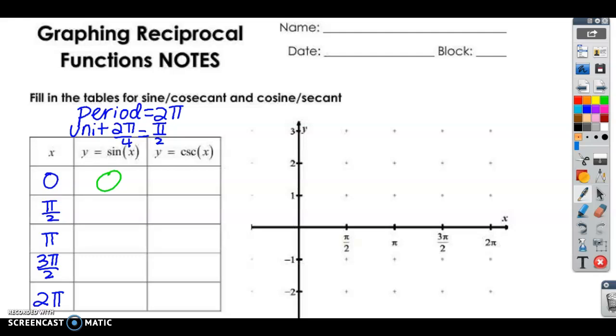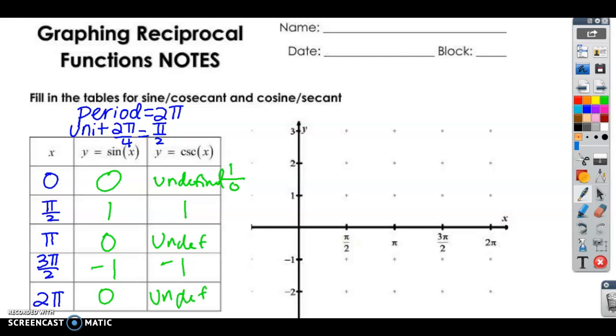So 0, sine of 0 is 0, sine of pi over 2 is 1, sine of pi is 0, then -1, and 0, right? Now, if we are graphing the cosecant, that is 1 divided by the sine. So 1 divided by 0 is undefined. So the cosecant is undefined at 0. Cosecant of pi over 2, the reciprocal of 1 is just 1. Same for -1, it's just -1. And these zeros are undefined.